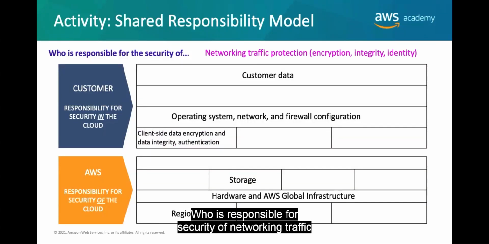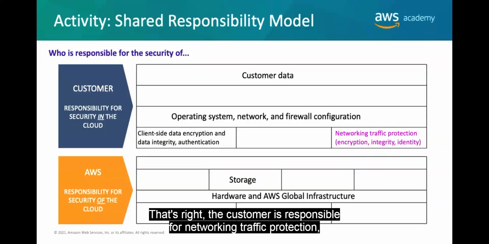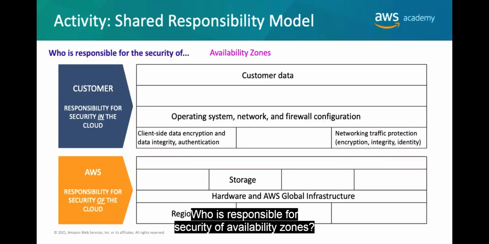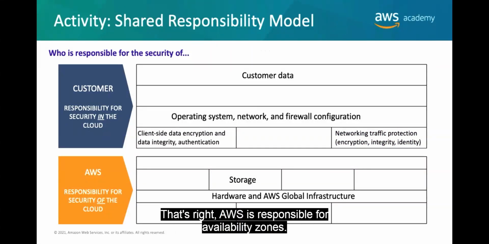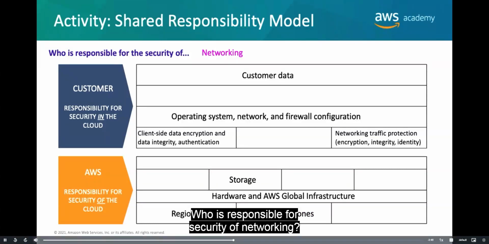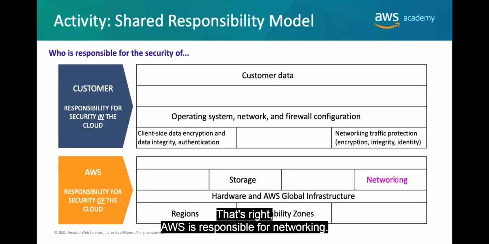Who is responsible for security of networking traffic protection, including encryption, integrity, and identity? That's right, the customer is responsible for networking traffic protection, including encryption, integrity, and identity. Who is responsible for security of availability zones? That's right, AWS is responsible for availability zones. Who is responsible for security of networking? That's right, AWS is responsible for networking.